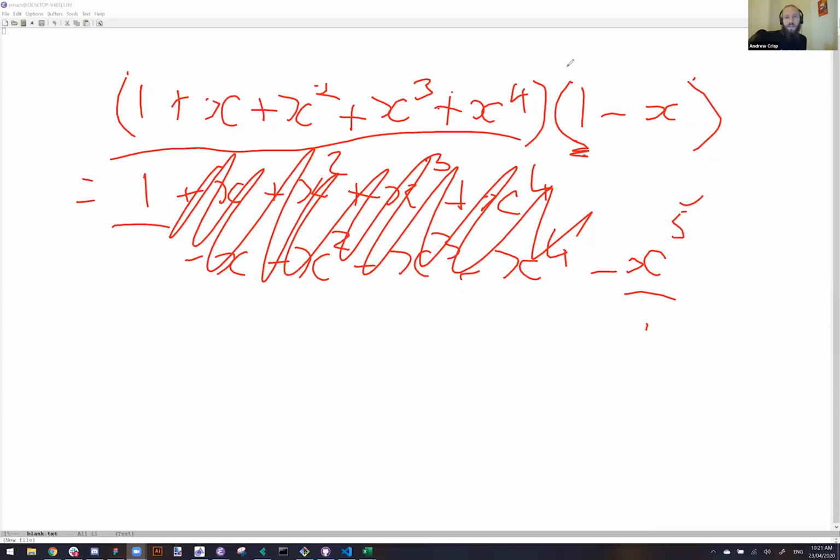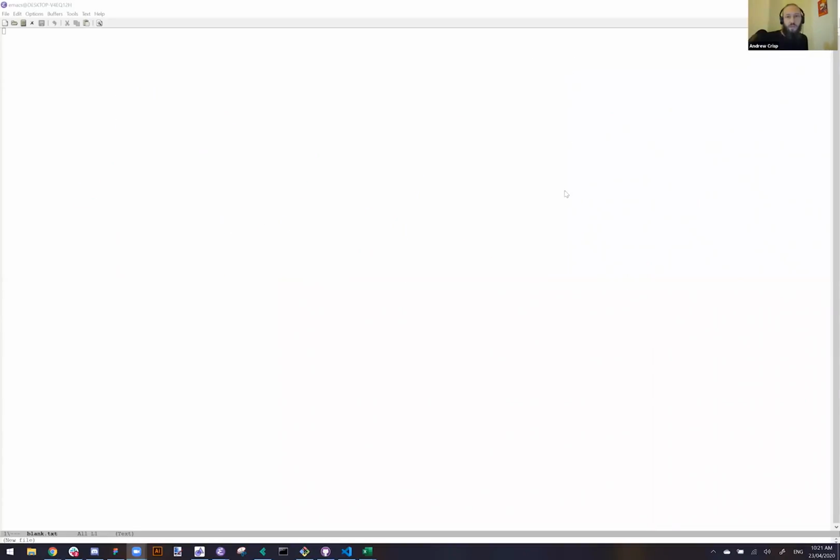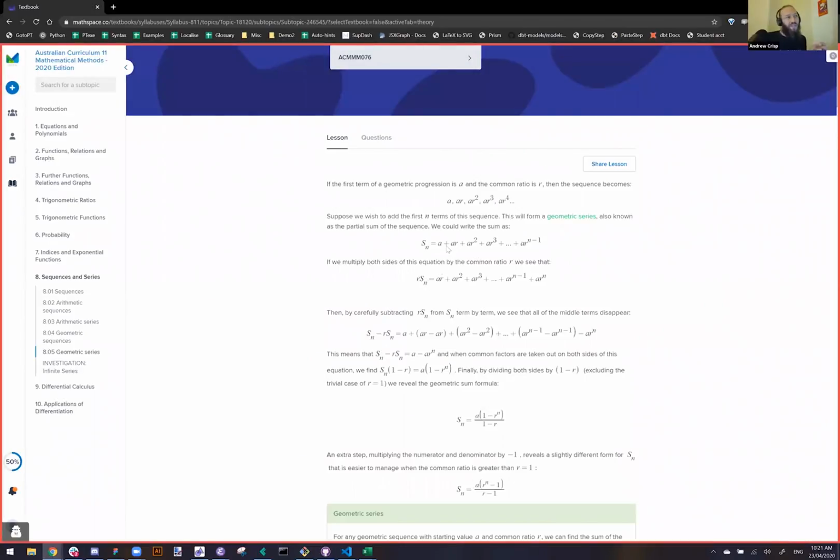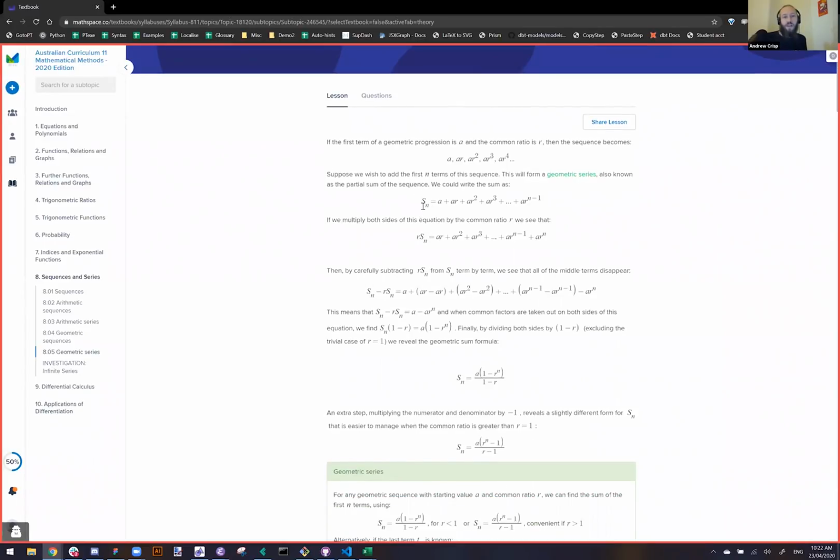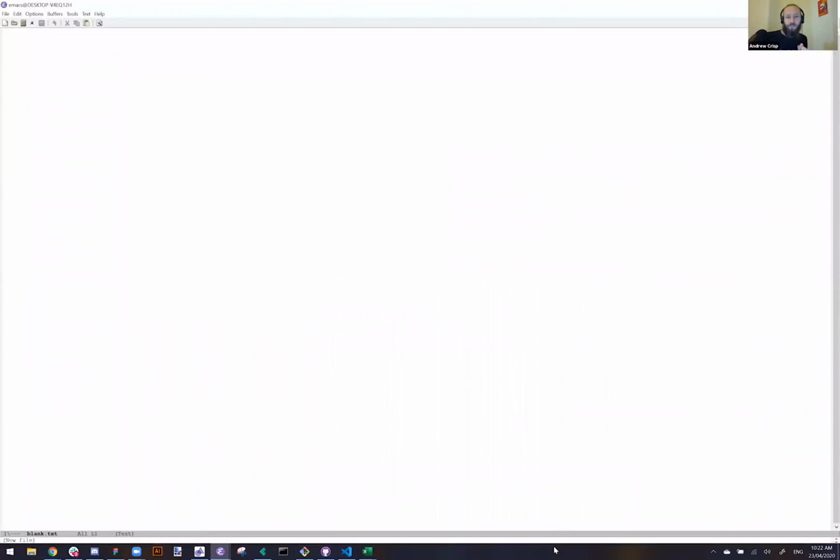So I'm going to clear this and go back to my lesson. So you can see maybe why I'm using this trick. I've got a long addition of lots of different powers. And I'm going to take this sequence and multiply it all by r. And then I'll be able to subtract them. So let's do that over on this page.